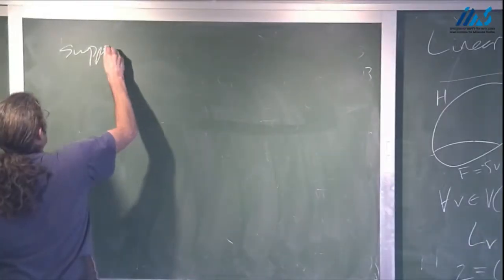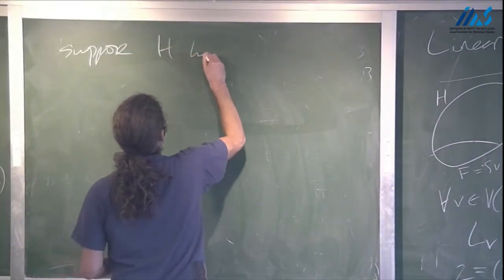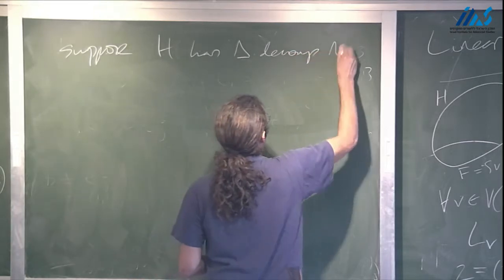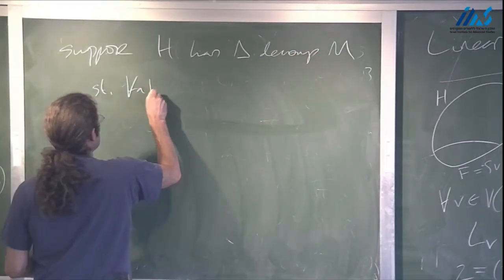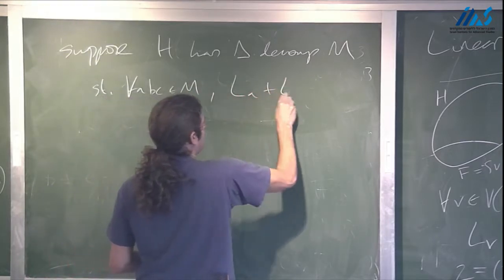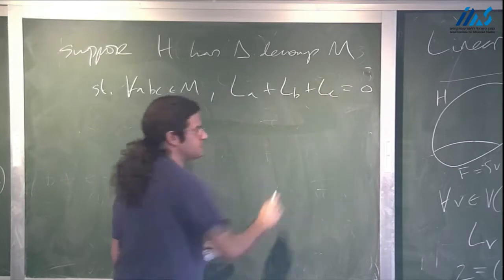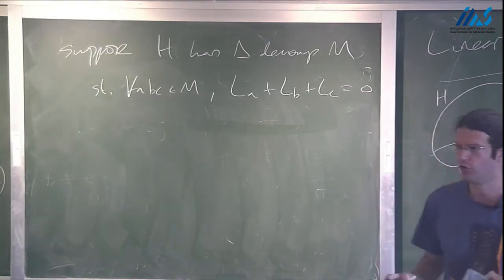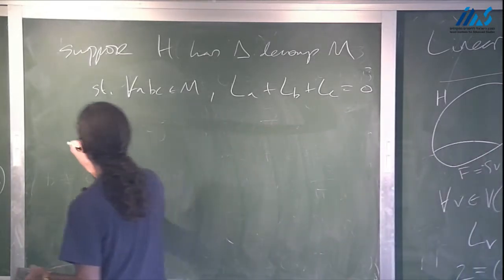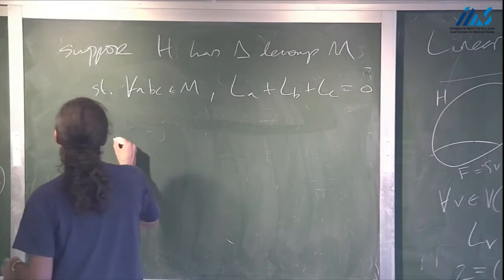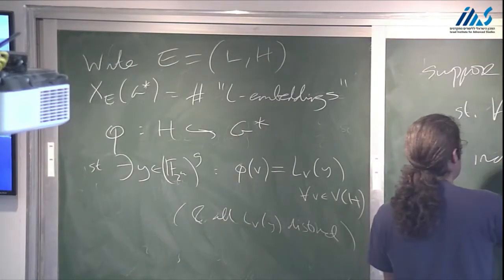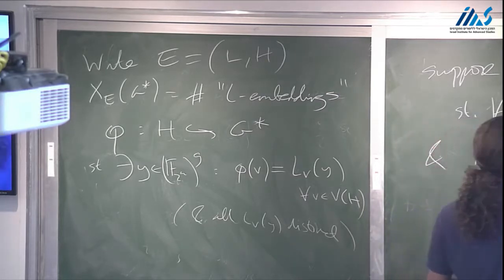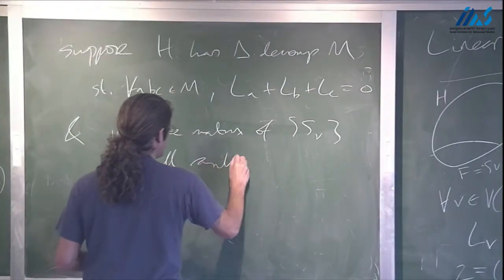Suppose H has a triangle decomposition M such that for all a, b, c in M, we have that the sum of the linear forms is 0. And then I want to know what is the dimension of this extension. So I said there were g variables, but maybe there's some redundancy. So let's assume that this is the dimension, so the incidence matrix of the set of all S_v has full rank g.